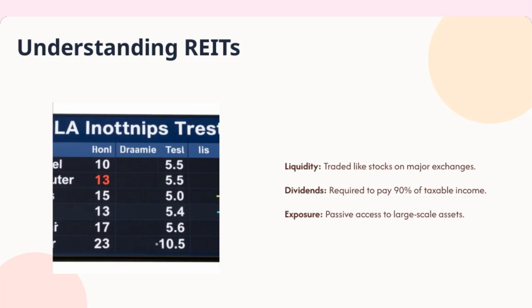Let's take a closer look at what makes REITs unique. First, the exposure. Investing in a REIT gives you passive access to large-scale real estate assets, meaning you don't have to be involved in the day-to-day management, but still benefit from the property's income. Next, the dividends. REITs are required by law to pay out at least 90% of their taxable income to shareholders, which often translates into attractive, regular income streams for investors.